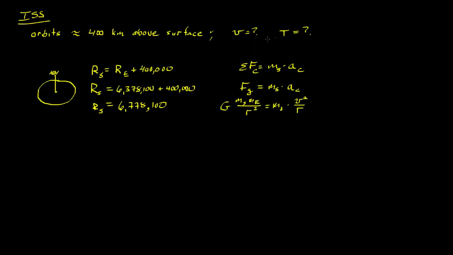And what we're going to do is find the velocity first, and then we'll use that to get the period. The mass of the ISS goes away, so the mass doesn't matter. Any circular orbit at a certain height has the same velocity.